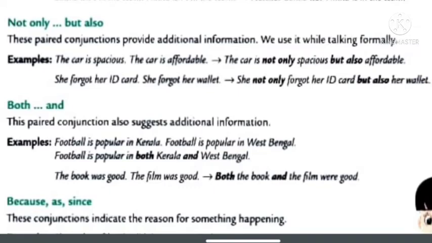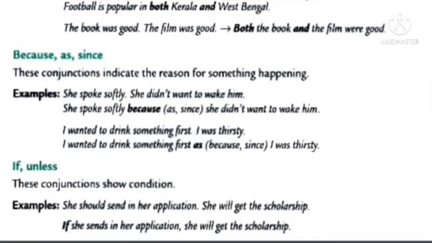Now the next conjunctions, because, as, since. These conjunctions give us a reason for something happened. Okay, these conjunctions indicate the reason for something happening. When we want to give reasons for any happenings, for any events, we can make use of the conjunctions because, as, and since.